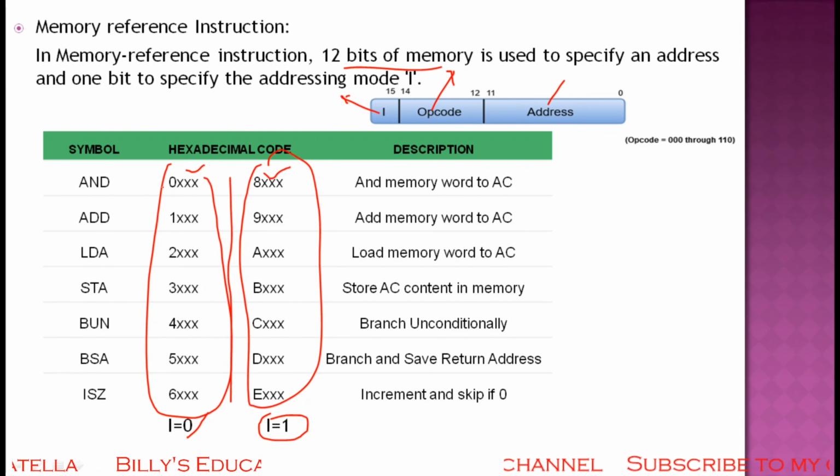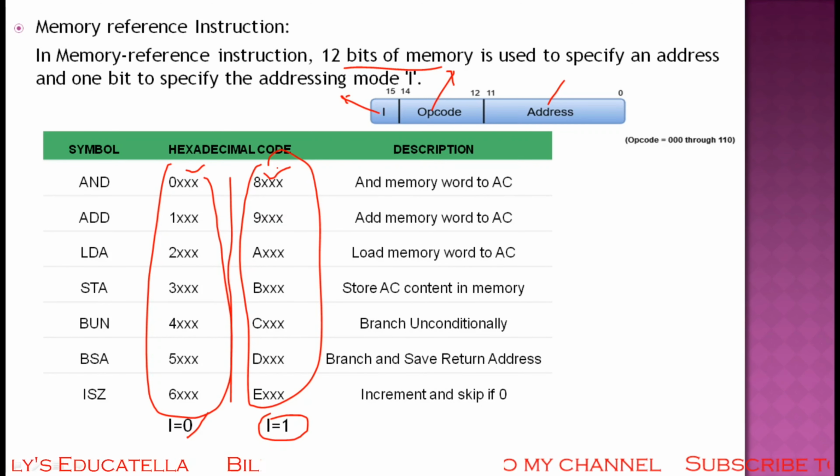When the I bit value is 0 and the opcode is also 0, it performs the AND operation. Similarly, for the remaining operations, ADD for 1 and load to AC when the value is 2. When the value is 3, it stores the AC content into the memory, and when the value is 4, branch unconditionally. When the value is 5, it specifies branch and save return address. When the value is 6, it specifies increment and skip if 0.